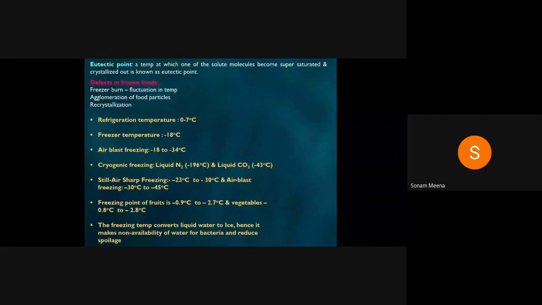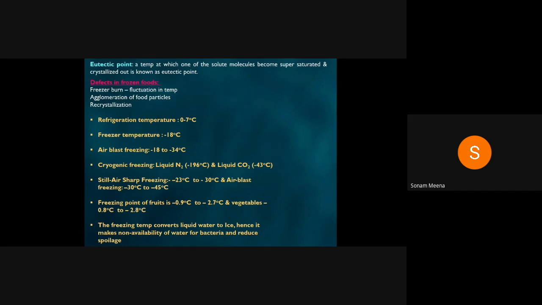Then the eutectic point means the temperature at which one of the solute molecules becomes supersaturated and crystallized out. It is known as the eutectic point. This also they have asked so many times. And freeze burn, agglomeration of the food particles, and recrystallization were all the defects in frozen foods. And these things you have to remember.